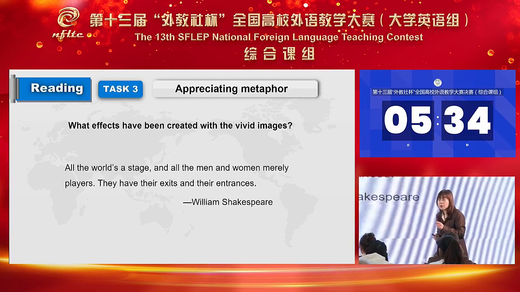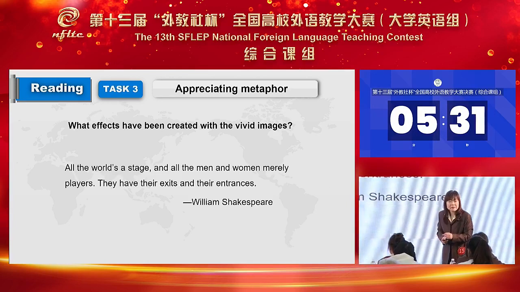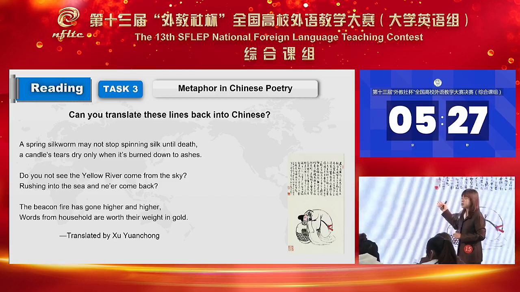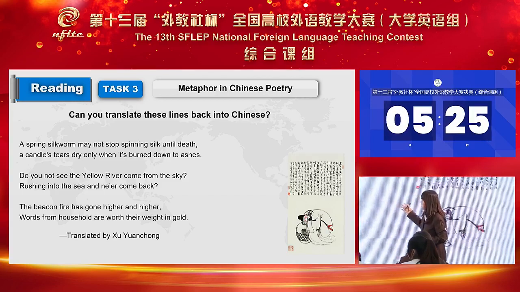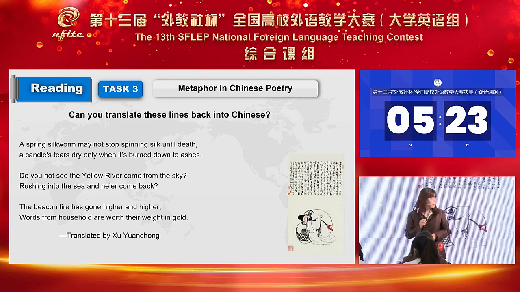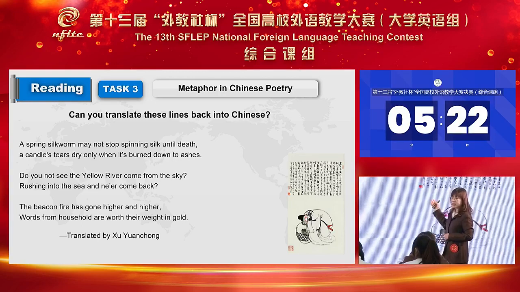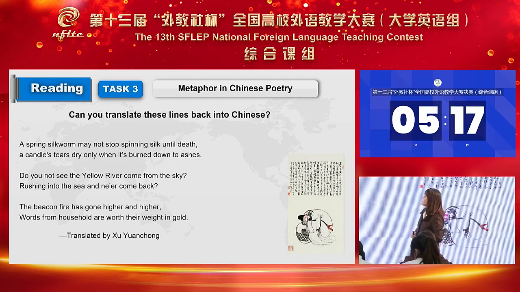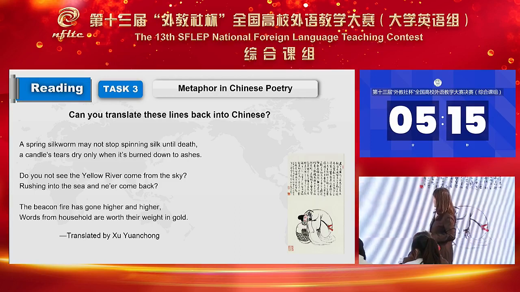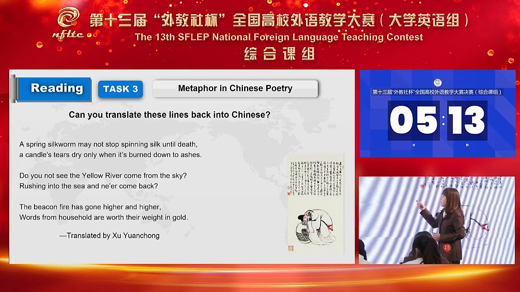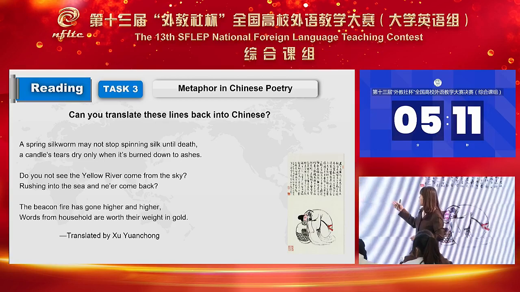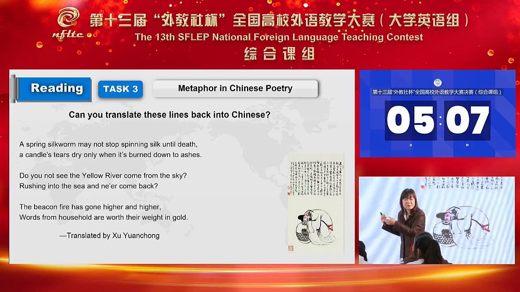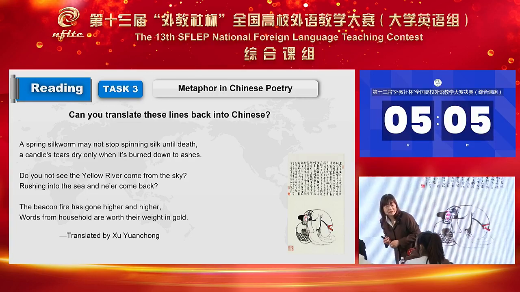Well, Chinese people are good at using metaphors. Here are some examples. They are the lines of Chinese poems translated into English already. Can you translate them back into Chinese? The first one, a spring silkworm may not stop spinning silk until death. A candle's tears dry only when it's burned down to ashes. Can you say it loudly?